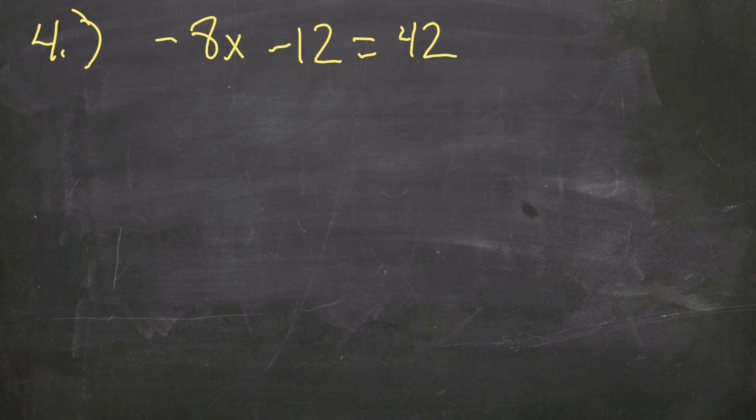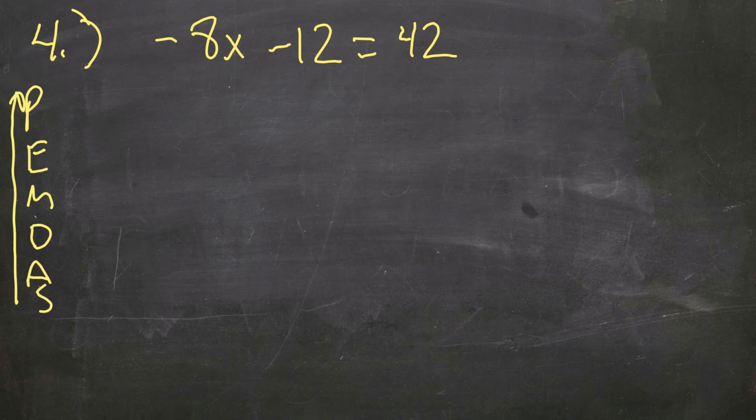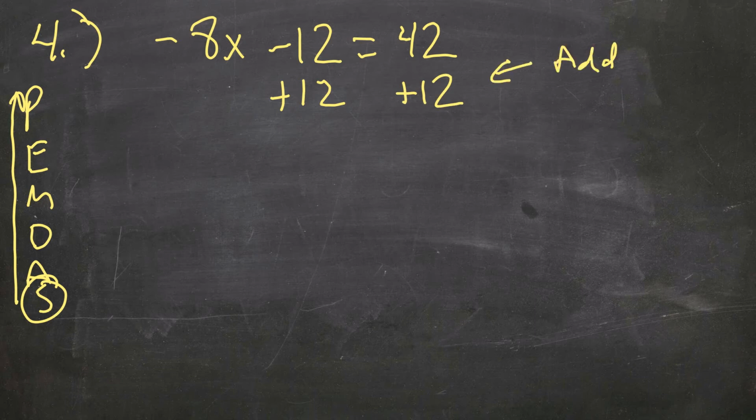Alright, number 4, I have negative 8x minus 12 equals 42. Once again, I write PEMDAS down. There is subtraction. See, right away I see subtraction. How do I get rid of the subtraction? I add 12 to both sides. That's called my addition property of equality.